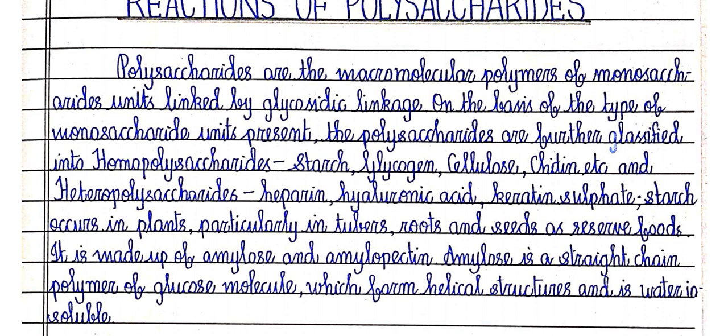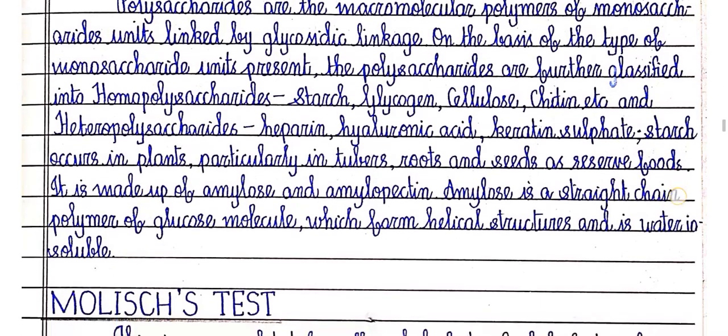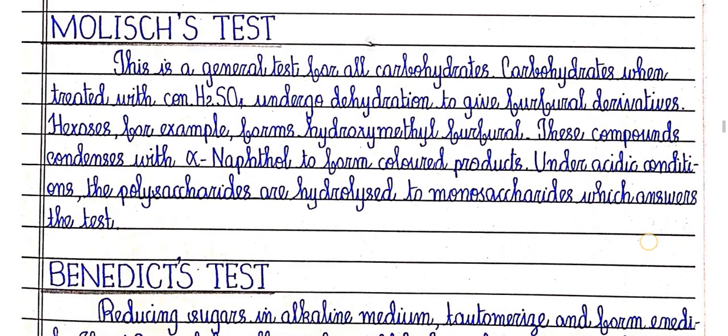In plants, particularly in tubers, roots and seeds, these polysaccharides are present as reserve food stuffs. Starch is made up of amylose and amylopectin. Amylose is a straight chain polysaccharide polymer of glucose molecules which form helical structures and is water insoluble. And now the Molisch test. We are going to perform the Molisch test.